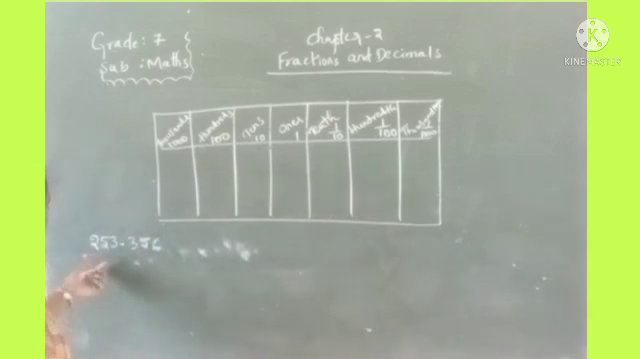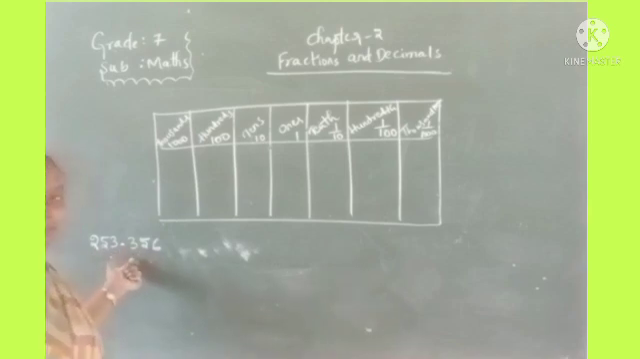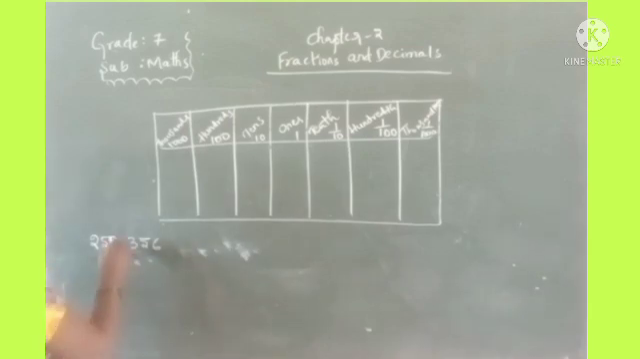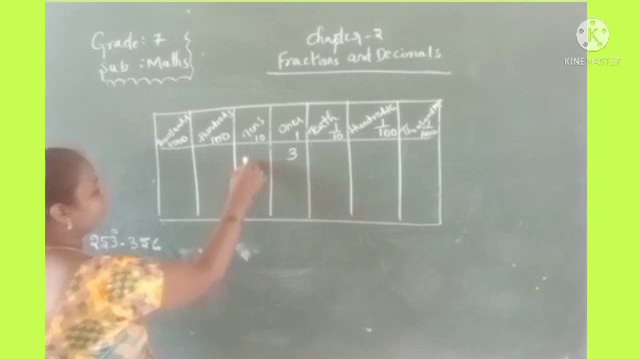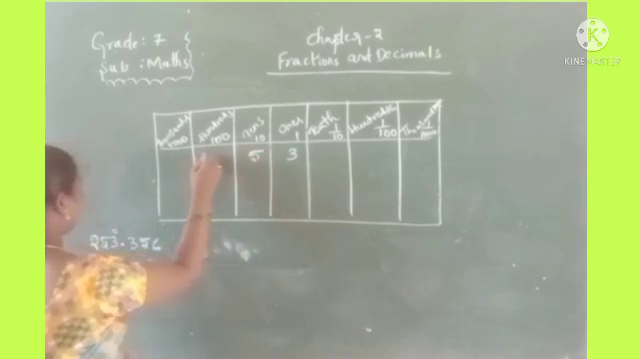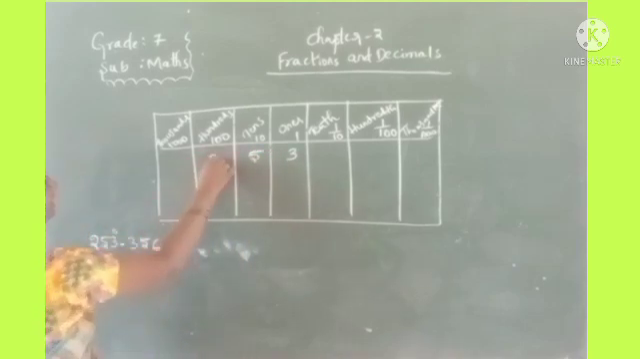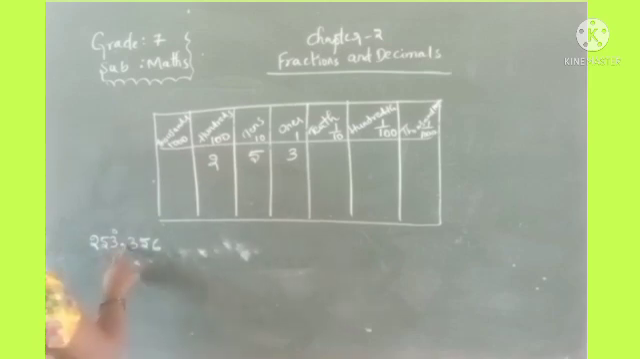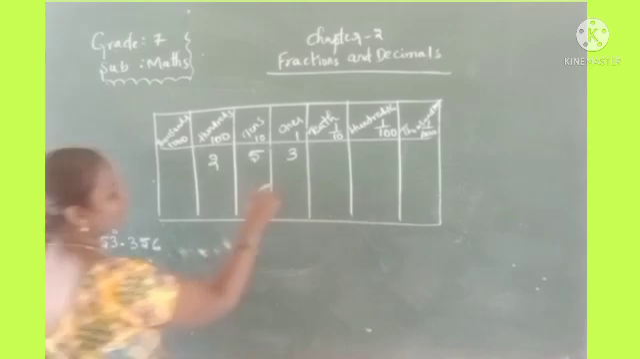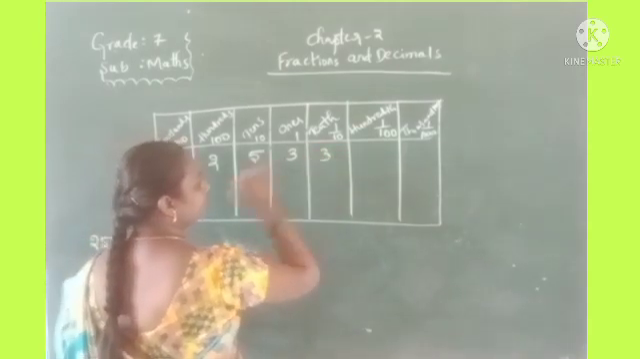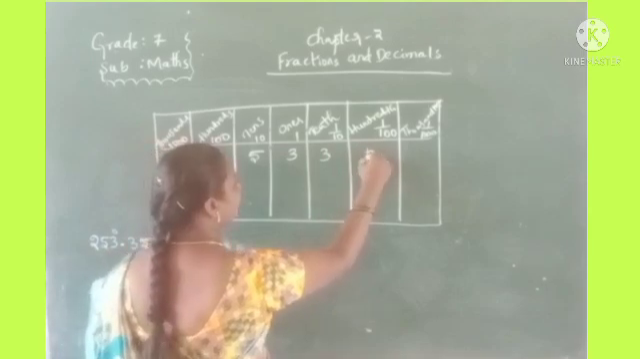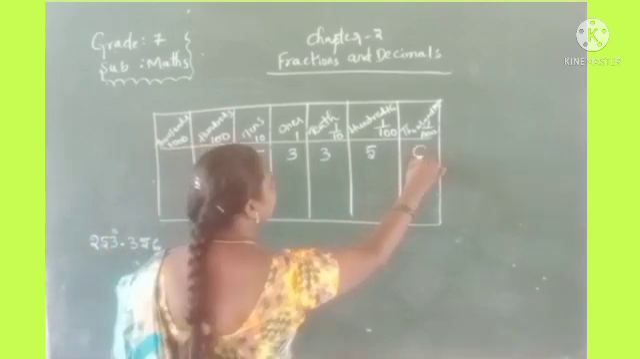253.356. Using this decimal number, tell me the place value of 3 here. The place value of 3 is ones, very good. The place value of 5 is tens, and the place value of 2 is hundreds. Now, after the decimal point, on the right side, the place values become tenths. The place value of 3 is tenths, the place value of 5 is hundredths, and of 6 is thousandths.